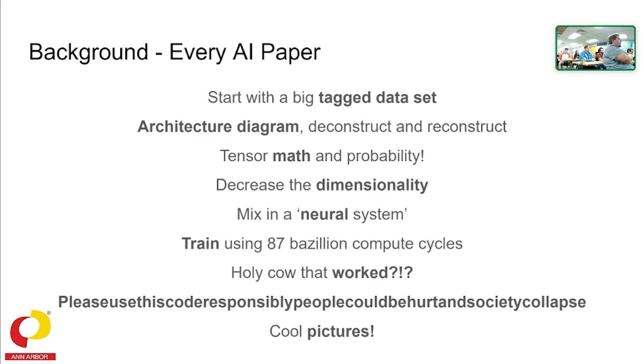We started with this big tag data set. Here's a diagram of how we broke down the data set and put it back together. Here's a bunch of math, decrease dimensionality, throw neural in there someplace, run it for 3 weeks on a mega Tesla system for 87 bazillion cycles. Oh my goodness, that actually worked.